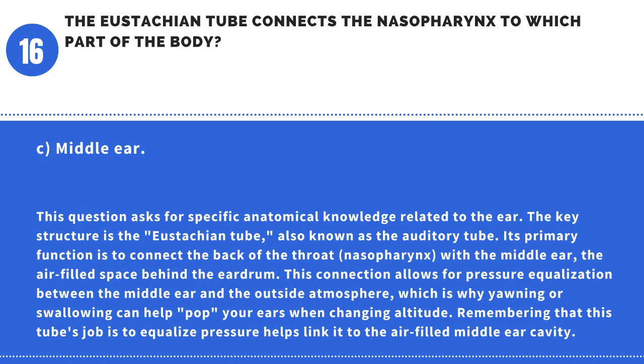Answer: C. Middle ear. This question asks for specific anatomical knowledge related to the ear. The key structure is the Eustachian tube, also known as the auditory tube. Its primary function is to connect the back of the throat, the nasopharynx, with the middle ear, the air-filled space behind the eardrum. This connection allows for pressure equalization between the middle ear and the outside atmosphere, which is why yawning or swallowing can help pop your ears when changing altitude. Remembering that this tube's job is to equalize pressure helps link it to the air-filled middle ear cavity.